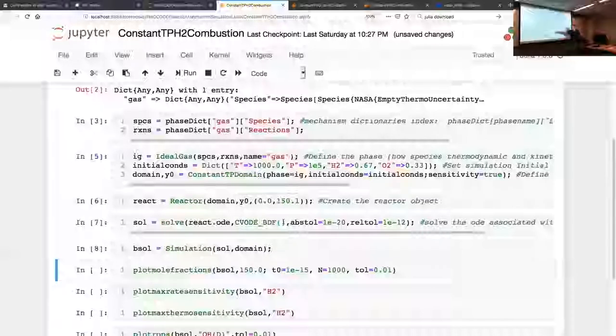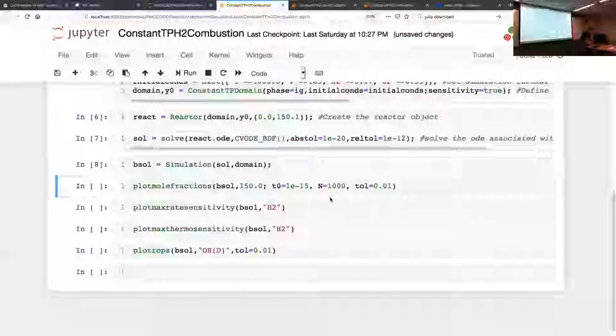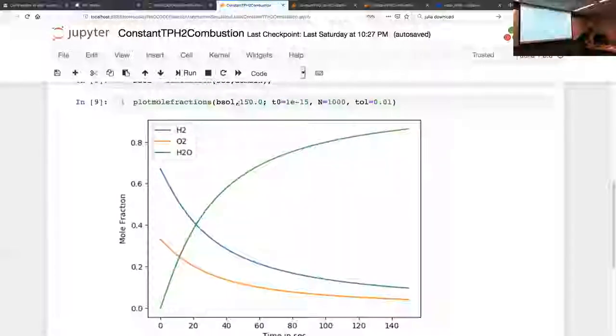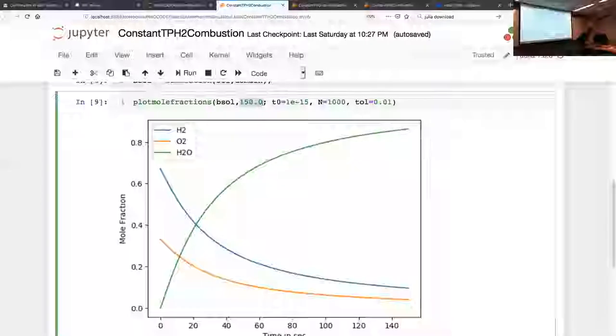And then we create a little object here called a simulation object that lets us run lots of analysis on this stuff. And then we can make plots. This is a function we've created that makes it a little bit easier. We're telling it that we want the end time to be 150 seconds, we want it to start at 1e-15, and that we want it to take 1,000 points. And we want to remove all species who have mole fractions less than 0.01. And as you would expect, this gives us hydrogen, oxygen, and water.